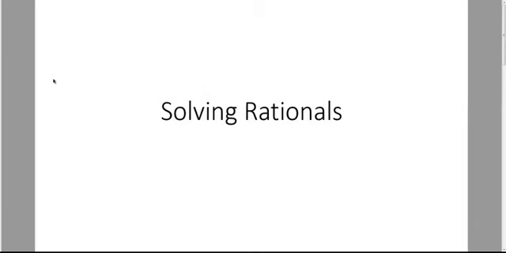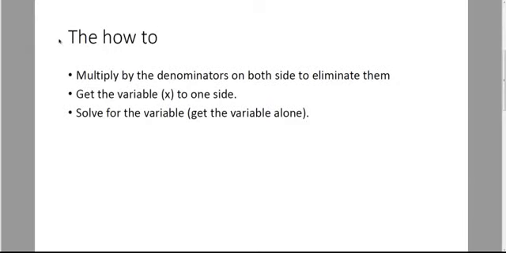For today's lesson, we're going to look at solving rationals, which will be two rational functions put together to find where they intersect. The first thing we'll look at is the how to, and we'll multiply by the denominators on both sides to eliminate them. So both of them will have different denominators. We're going to multiply by both sides to get them out of the fraction form.